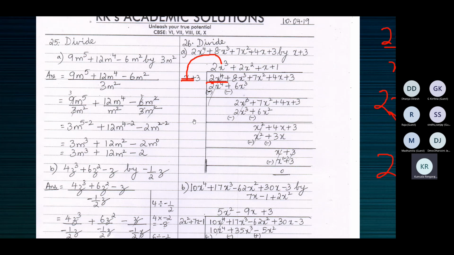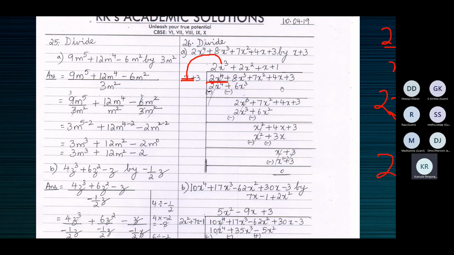5 minus 5. You have two terms with the opposite signs. 2x to the power 4 here carries a plus sign. Here 2x to the power 4 carries a minus sign. Opposite signs, but same term, 2x to the power 4. So they get cancelled. And here 8x cubed minus 6x cubed. Take the new sign. Forget the original sign. 8x cubed minus 6x cubed is 2x cubed.